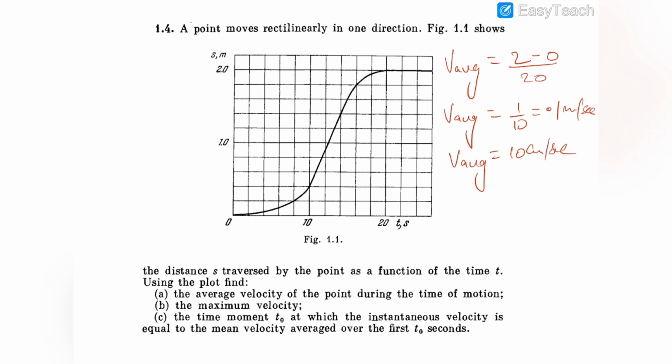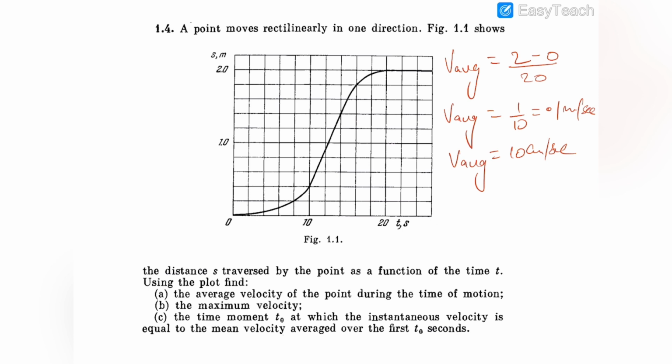Okay, now the maximum velocity. You can see that in this case the particle is accelerating because this is a parabolic graph, and you can also see that the slope of this graph is increasing. Then the slope becomes constant, the graph becomes a straight line, and then the slope starts to decrease. So velocity is increasing first, then it attains a certain maximum value, and then it starts to decrease.